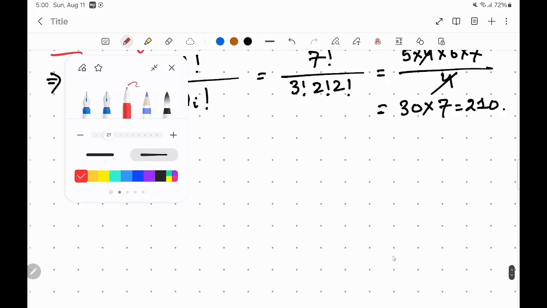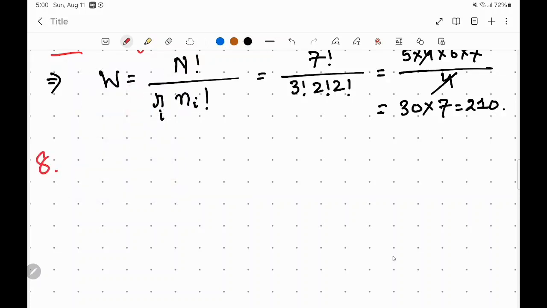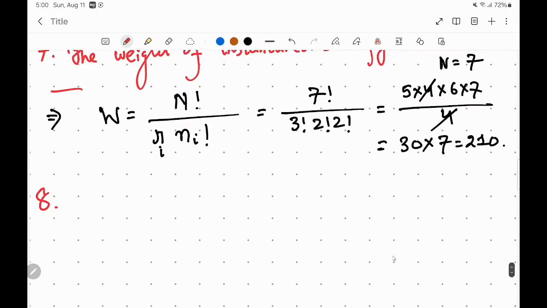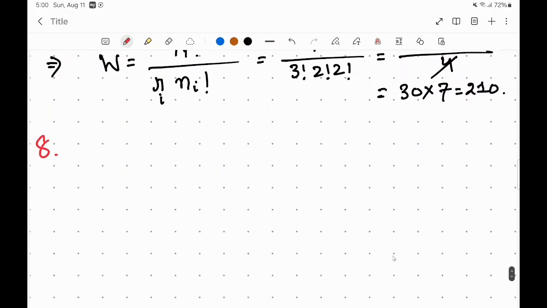This type of question you should not expect in CSIR NET or GATE. This much straightforward question will not be there. This is very much straightforward.